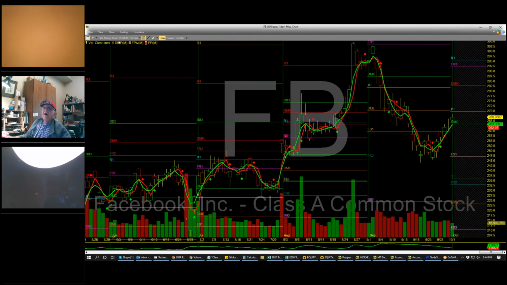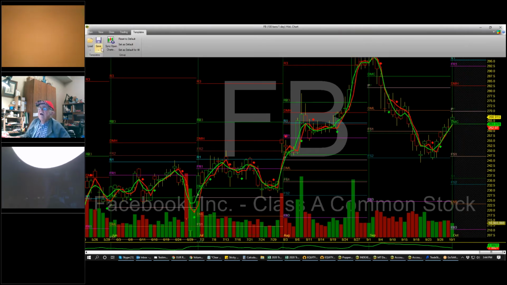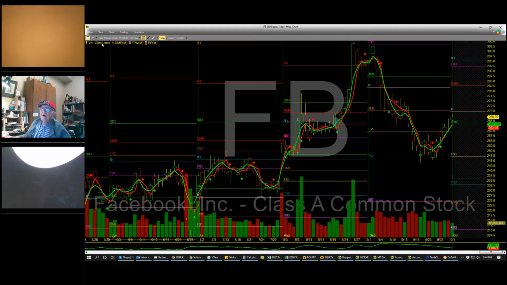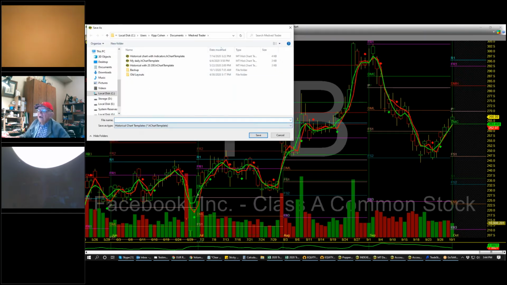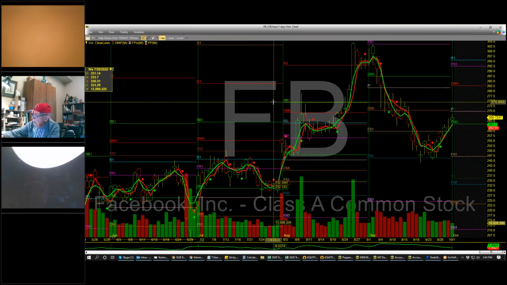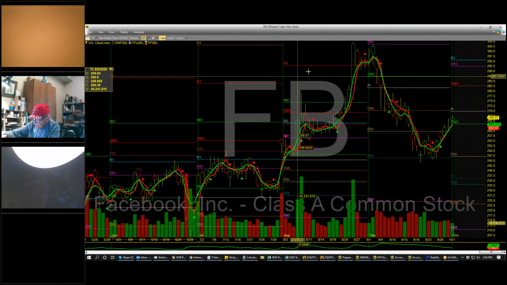Actually, I think I'm going to save this as my new, let's save as historical chart with monthly pivots. It's good to save a chart when you can. That way you can go back to that. So now we have the monthly pivots on this chart.